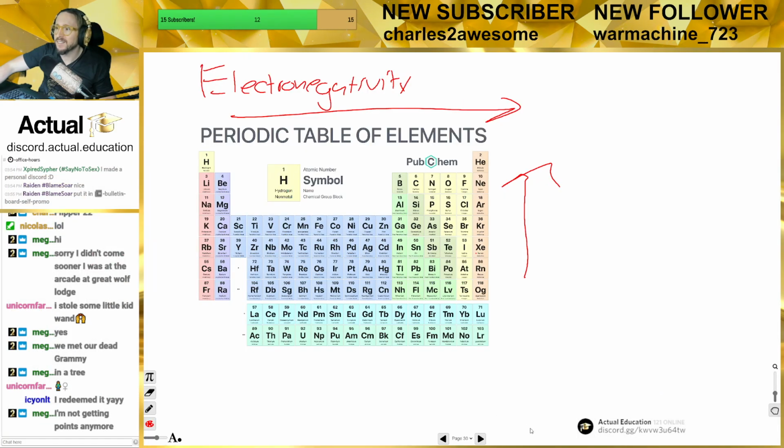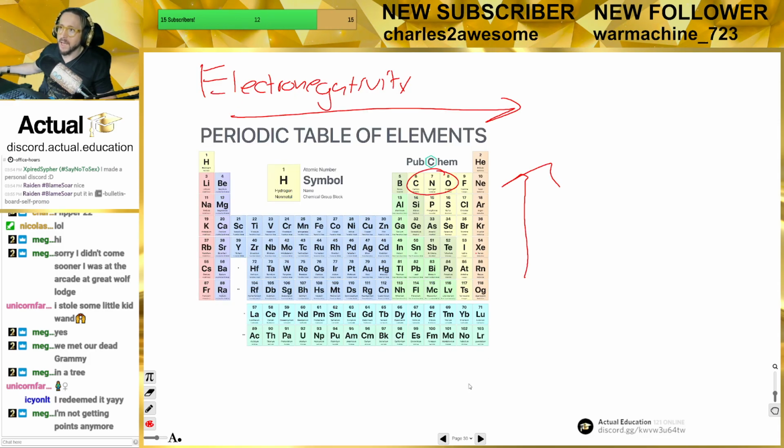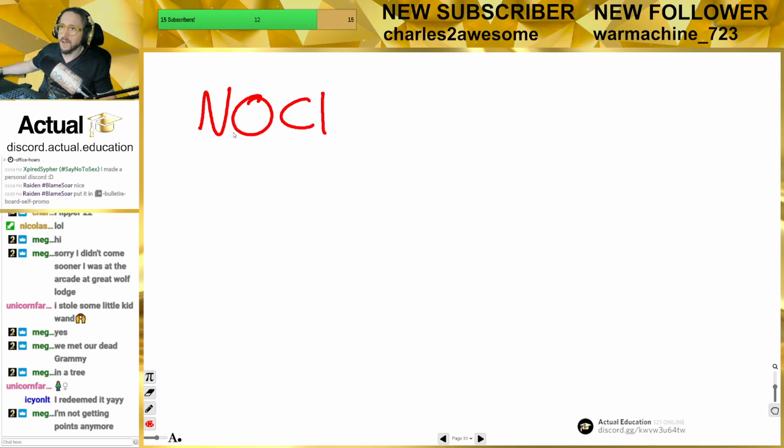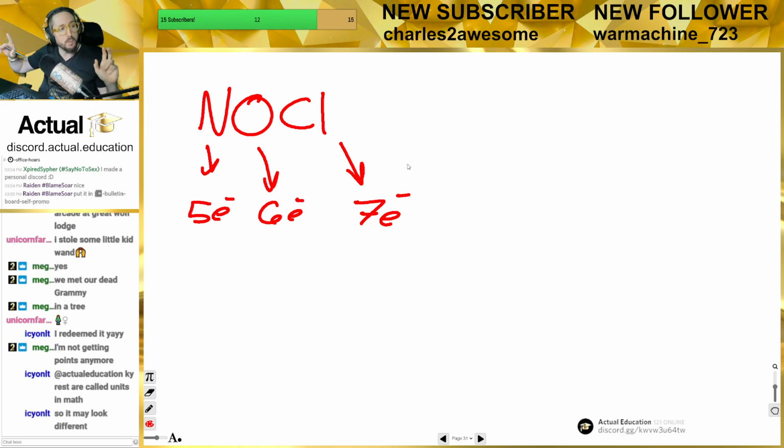Hey, yo. This is actually a good one. Let's look at this a little quick. Nitrogen, oxygen. So you could have NOCl. This is an atom, for instance. Nitrogen has 5 valence electrons, right? Oxygen has 6 valence electrons. Chlorine has 7. Okay. This is an example of not something that just has 2 elements, but it has 3 elements bonding together.